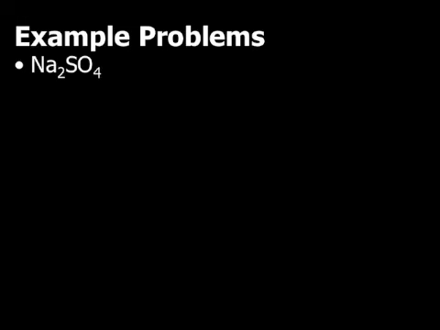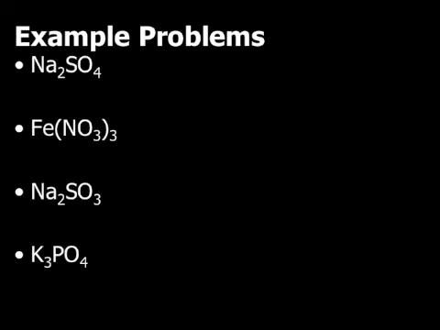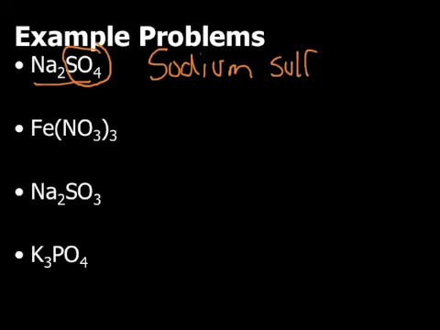Just like always, the easiest way to do these is to do some examples. Here's our first example, Na2SO4. The first part of that would be named sodium. Sodium is a single charged metal, so we don't need to worry about a Roman numeral. The second piece is the polyatomic ion sulfate. This shows why it would be helpful to have those memorized. If you don't, you would want to have your list out that I'll give you in class. So this would be called sodium sulfate.